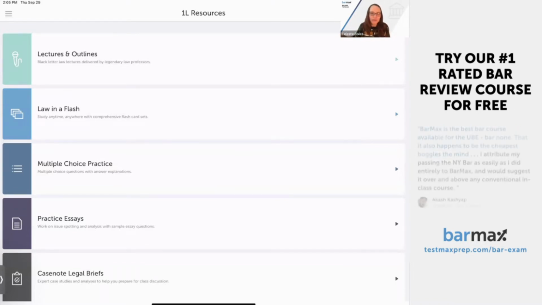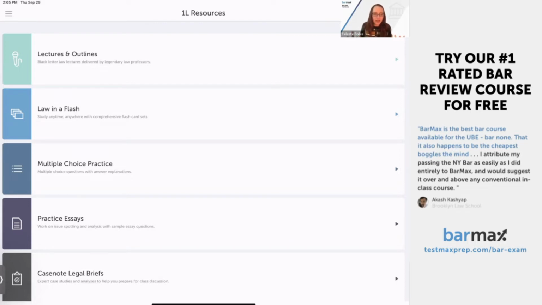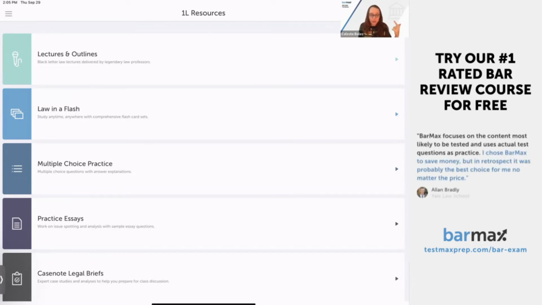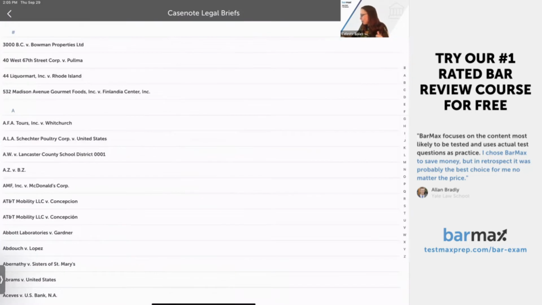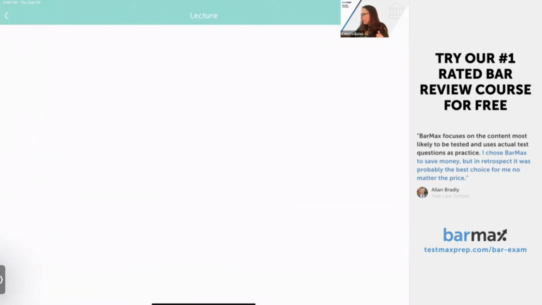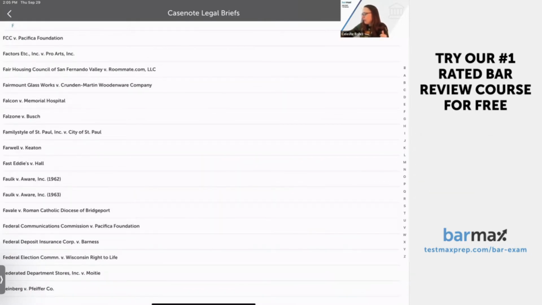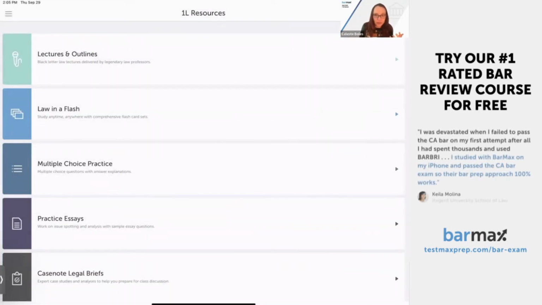We also have law and flashcards on your first year subjects. We have some multiple choice practice, some practice essays, which are very useful, and case notes, legal briefs. If you want to check that you're understanding a case, there are a great number of cases in here with briefs available for you to read if you're stuck.